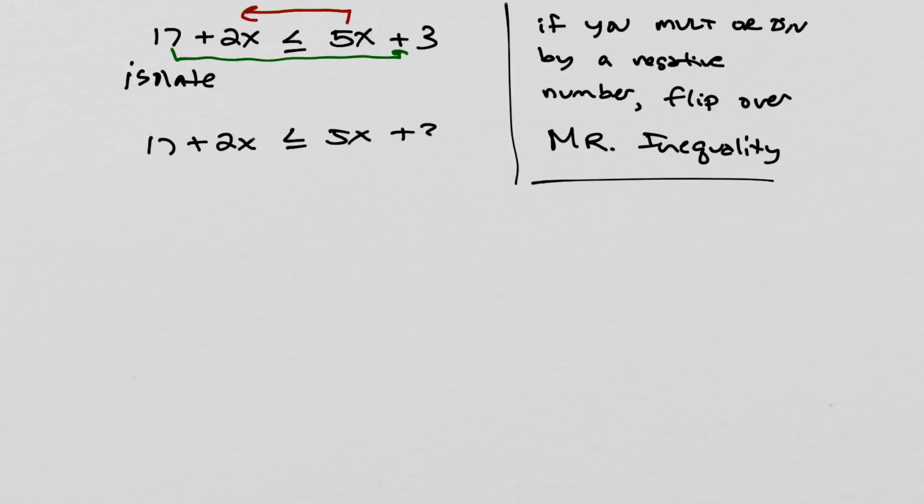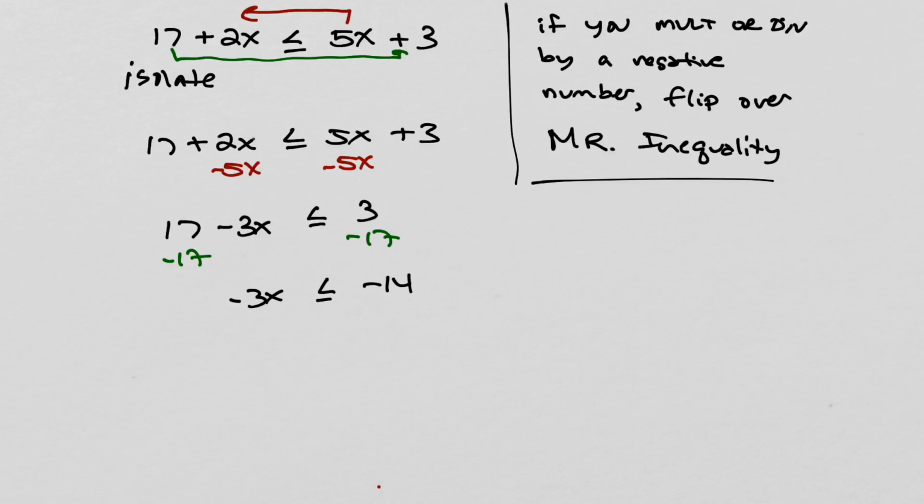To bring that 5x over, let's subtract 5x from both sides, which will leave me with 17 minus 3x is less than or equal to 3. And then to take the 17 over, let's subtract 17 from both sides, which will leave me with negative 3x is less than or equal to negative 14. To solve this for x, let's divide both sides by negative 3. If I do that, I'm just left with an x over here. The 14 and the 3 don't really cancel, but the two negatives will make it positive.